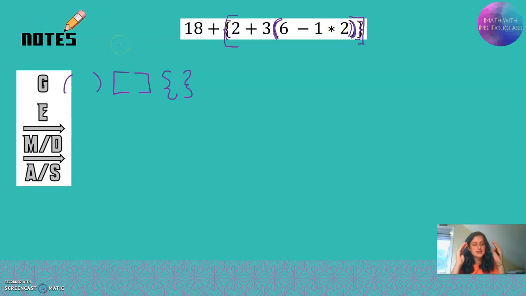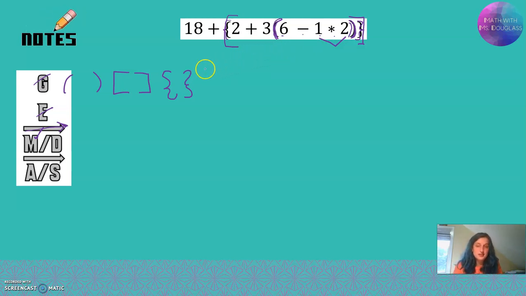Inside these parentheses, not the braces, inside the parentheses, I have 6 minus 1 times 2. Remember that this asterisk means times. So I have no more grouping symbols inside these. I have no exponents inside them. I have multiplication or division, so I'm going to do that first. And this arrow, remember, just means as we read the problem left to right, if there are multiple multiplication or division problems. But as I read this 6 minus 1 times 2, I'm going to do the times before I do the minus.